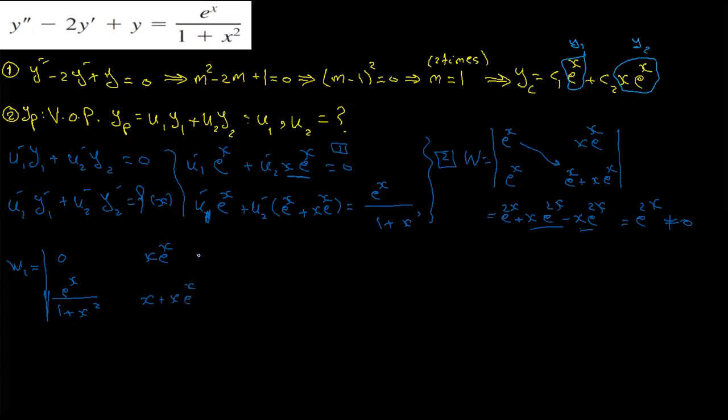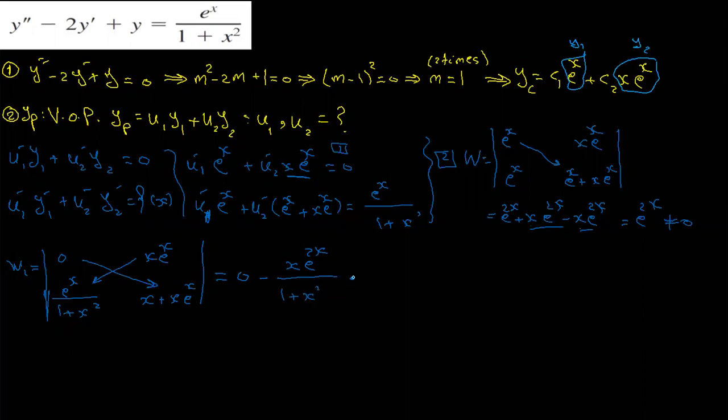How to find the value of this determinant? This by this, which is 0, minus this by that. The answer, it will be what? So here x times e to the x times e to the x, it will be negative x e to the 2x, okay? Am I right? Here divided by 1 plus x squared.